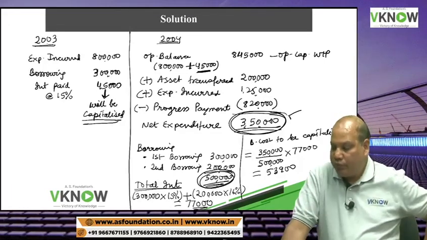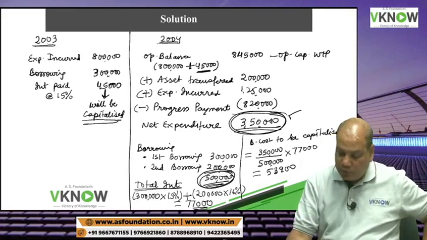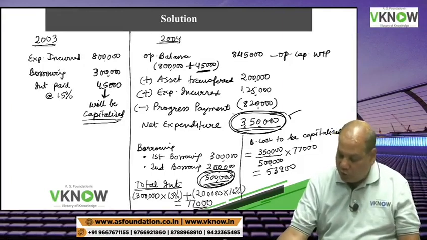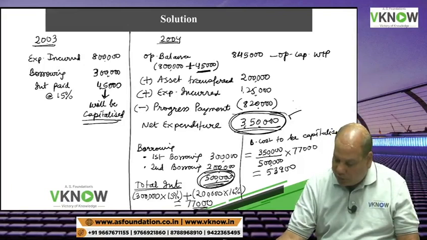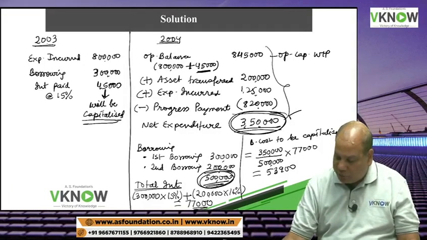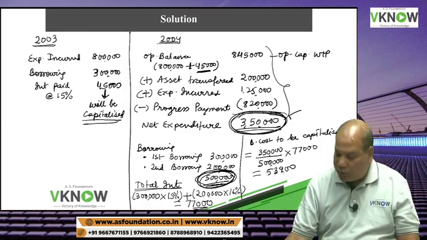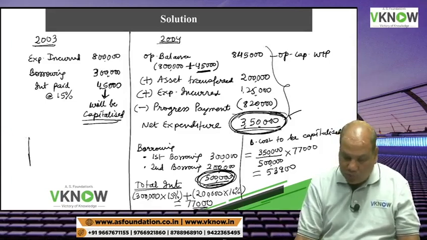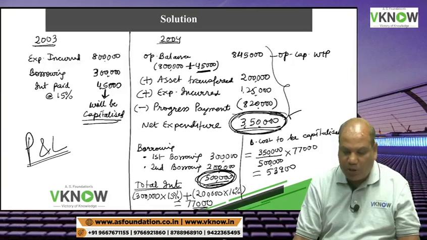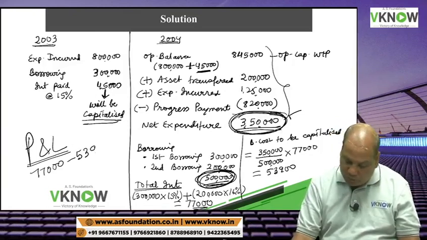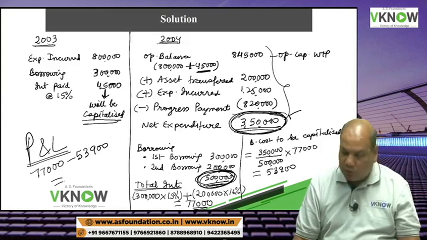53,900. So in case of a question like this, you have to calculate the borrowing cost to be capitalized by first finding out the net expenditure. In this example, the net expenditure is below your loan. So take the proportionate amount, and how much amount will be transferred to P&L account? Actual borrowing cost incurred 77,000, but to be capitalized 53,900 only.